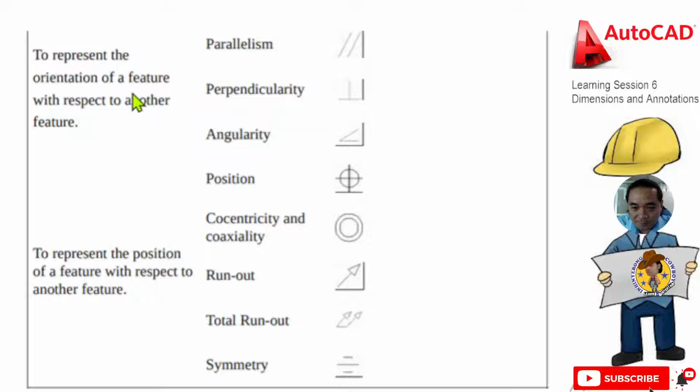Then we have the purpose to represent the orientation of a feature with respect to another feature. Parallelism, this one. Then the perpendicularity, the angularity, the position, the concentricity, and coaxiality. To represent the position of a feature with respect to another feature, we have runout. So this one. We have the total runout, then the symmetry.